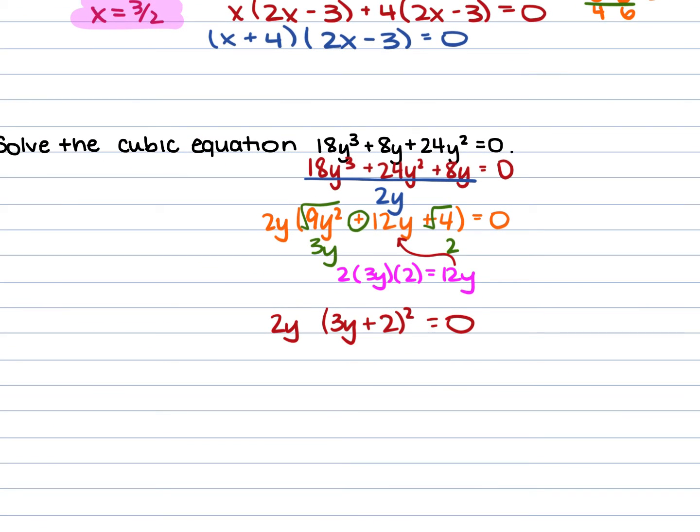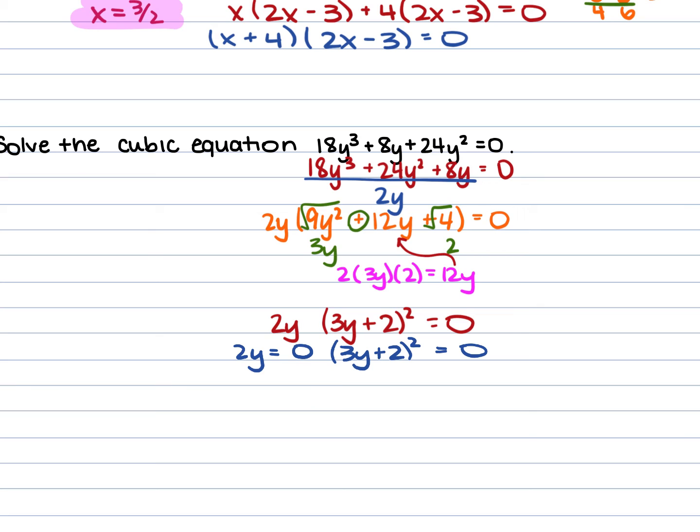Now with this, you have that 2y that you're going to set equal to 0. You also have the 3y plus 2 squared is equal to 0. You could have separated that 3y plus 2 squared to be 3y plus 2 times 3y plus 2. However, when you solve it, you're going to be doing the same exact thing for both equations, so you don't necessarily need to do it twice.